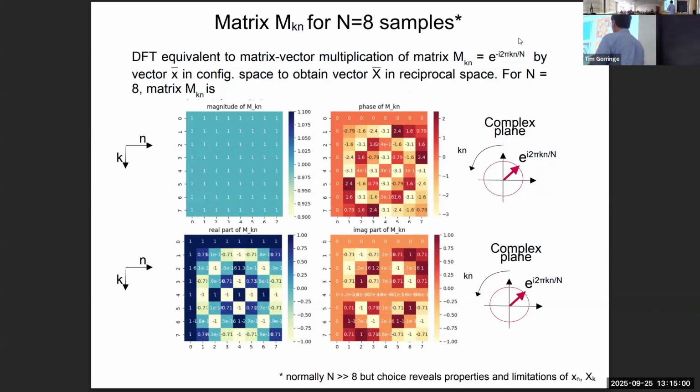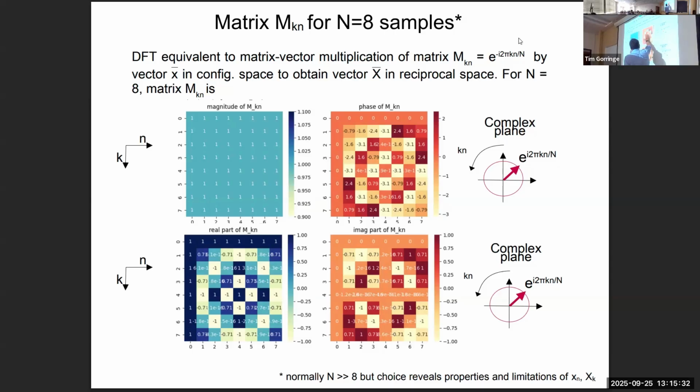This is what the matrix looks like that you're going to multiply the time domain data by to get the frequency domain data. And it's also what the matrix looks like for going in the inverse direction, where you multiply the frequency domain data by the matrix to get the time domain data. The matrices are the same, other than a minus sign in the exponent.